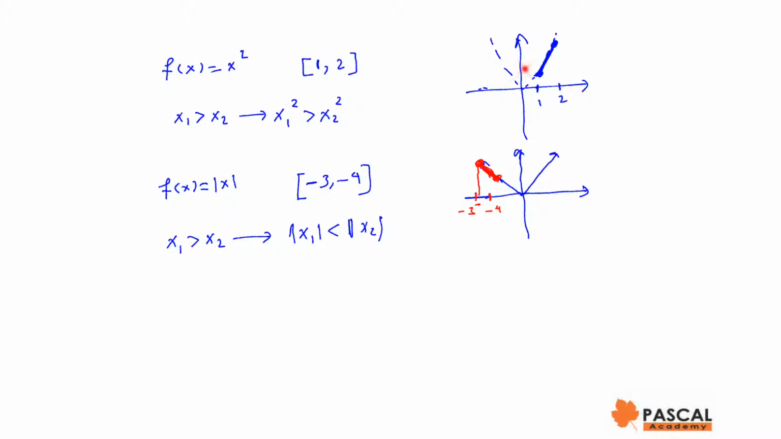f of x equals x squared is decreasing when x is smaller than 0, and it is increasing when x is greater than 0. Same statement is true for absolute value of x.